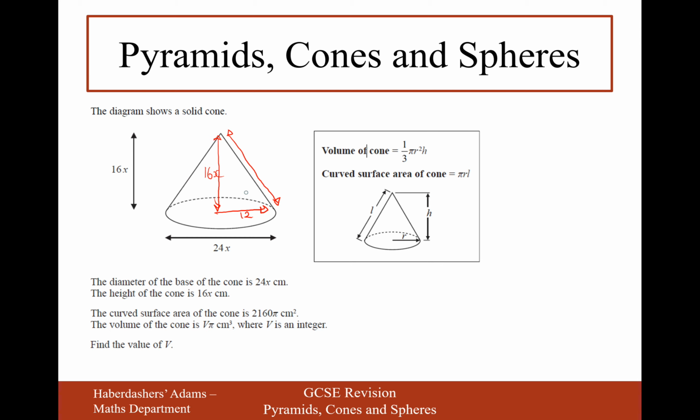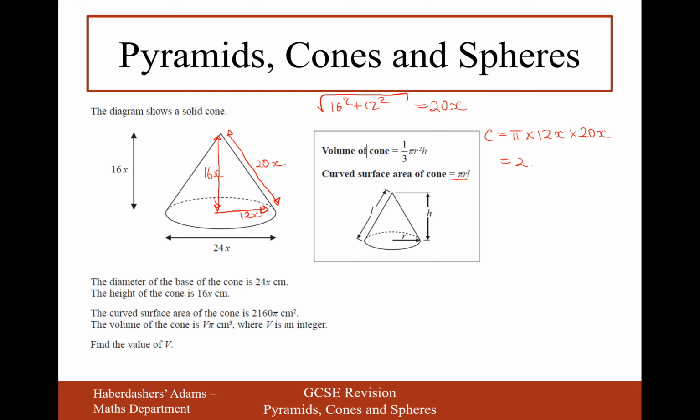or 16x rather, 12x here, so I'm pretty sure this one is going to be 20x here. If you do a little Pythagoras calculation on 16 squared plus 12 squared, let's just do that quickly just to make double sure. Your x's will just stay in there as well. Yeah, 20x. So the length of L is 20x. So now let's do the curved surface area. The curved surface area is pi RL. So C, the curved surface area, is pi times 12x times L, which is 20x.